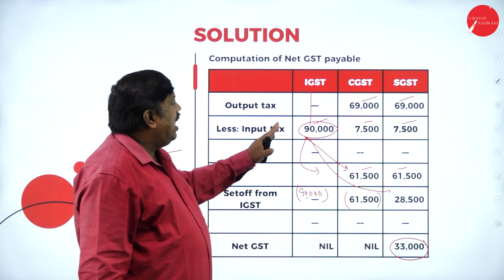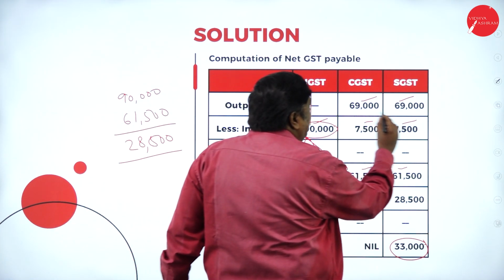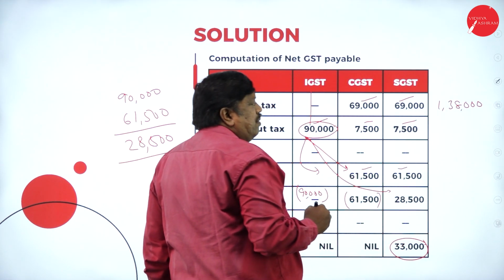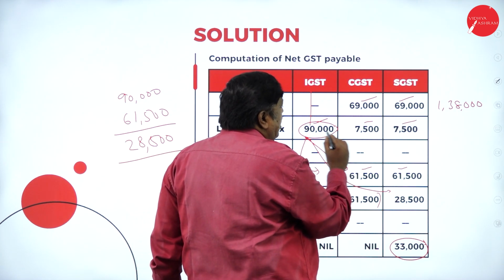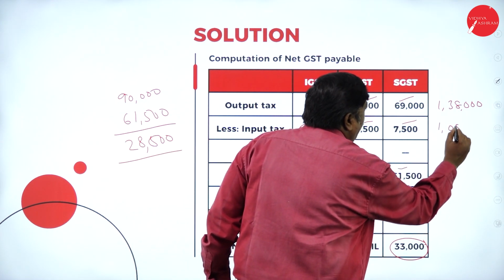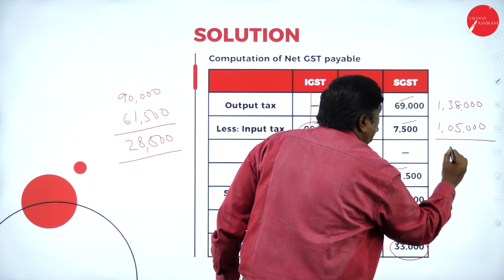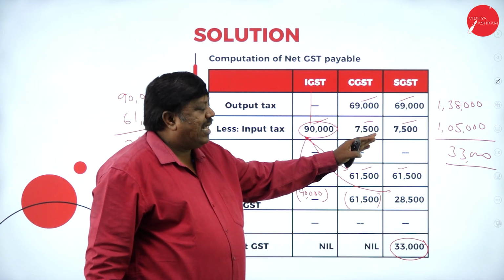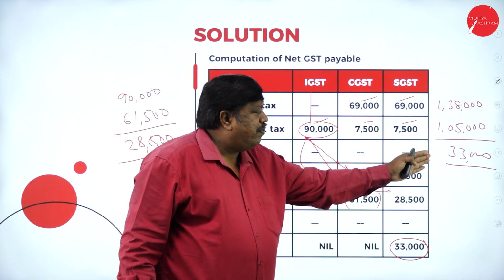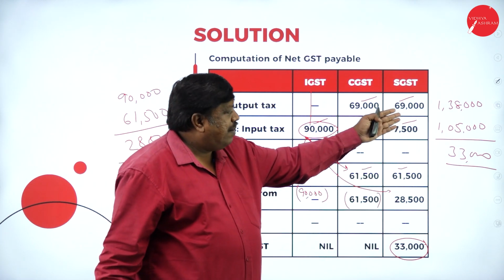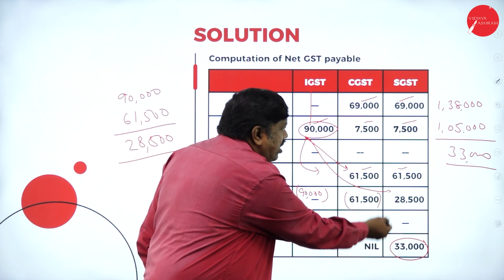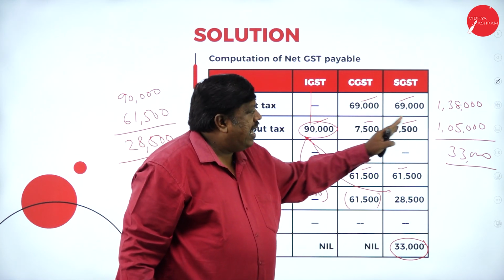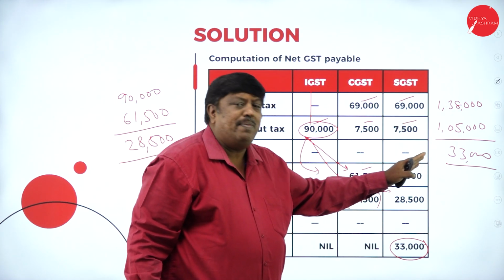That's it. For example, 1,38,000 I have collected from the customers, and already I have paid tax of 1,05,000 to the government. How much do I have to pay remaining? 33,000. This is the thing we have calculated here. We have collected 1,38,000. Already I have paid 1,05,000. The remaining should be paid here. In the normal calculation, that can be made easily, whether my answer is right or wrong. So we can check here easily. We have collected 1,38,000 and we have paid 1,05,000. The remaining should be paid to the government.